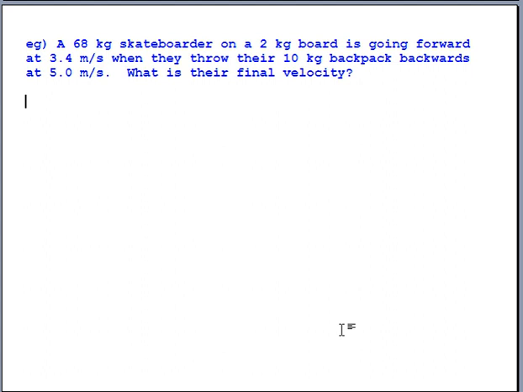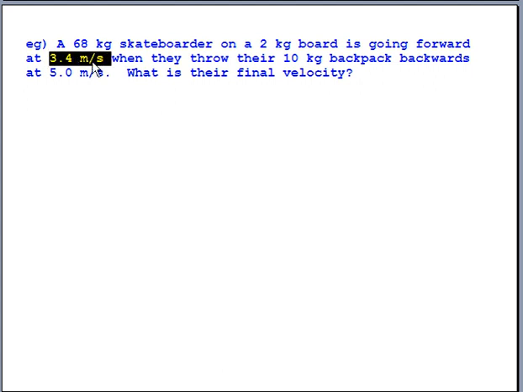Okay, let's try another one out. This one's going to be kind of like that last one where objects stick together but in reverse. This is an explosion. And explosions are just collisions backwards. So we've got a 68 kilogram skateboarder on a 2 kilogram board, and they've also got a 10 kilogram backpack on them, and they're going forward at 3.4 meters per second.